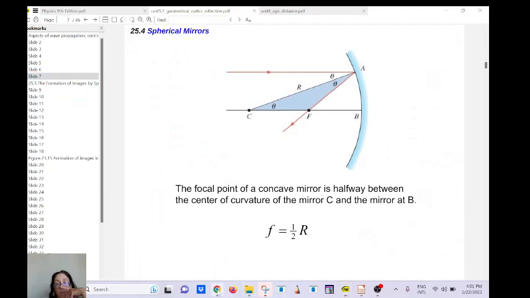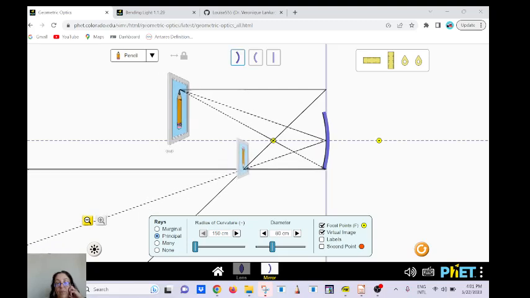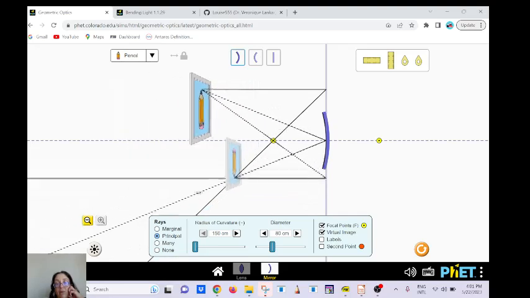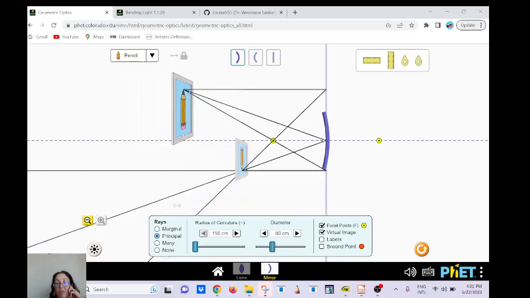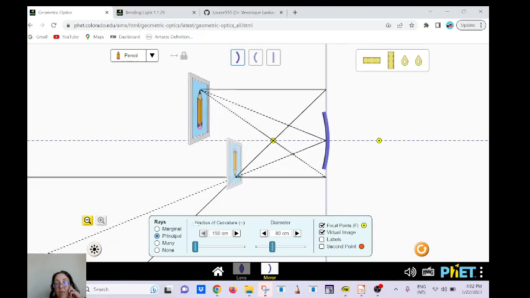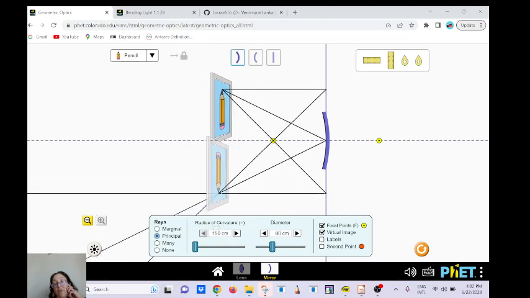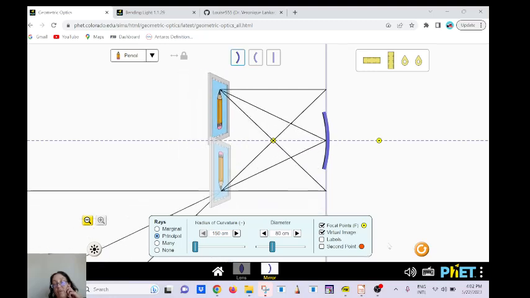Okay, so let's go back to my simulation here. So that's a concave mirror. And what do you think? Do we get a real image, or is it virtual? Is it enlarged? Is it reduced? What else? Virtual or real, upside down or upright? You see, it works exactly the same way as a converging lens.